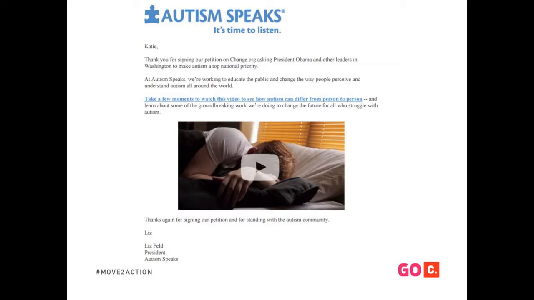What it does, a couple of great things. The first thing is up at the top, it acknowledges where this person signed the petition from. So they're not thinking, wait, where did this person get my email from? Oh, that's right, I signed the petition on Change and they got my email address. So acknowledging that right off the bat is a great way to establish legitimacy.